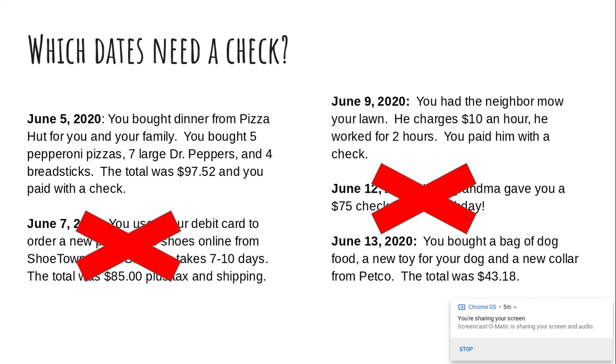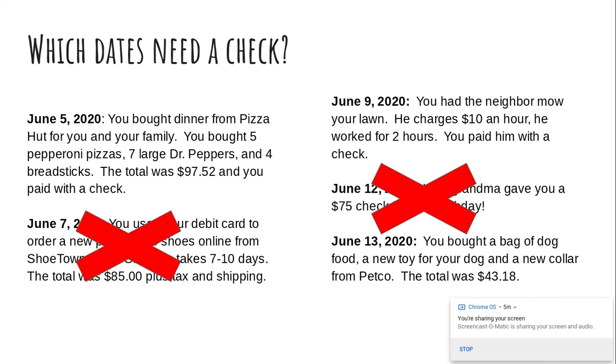June 9th, 2020. Doesn't really say who's paid to. Our neighbor, let's say his name's John. So John the neighbor is the paid to the order of. $10. Oh, excuse me, he worked for 2 hours, so it'd be $20.00. And the memo is going to be lawn mowing, and then we sign it.